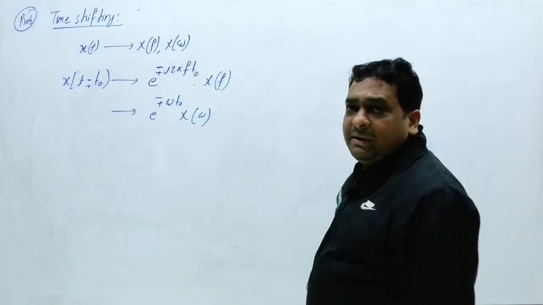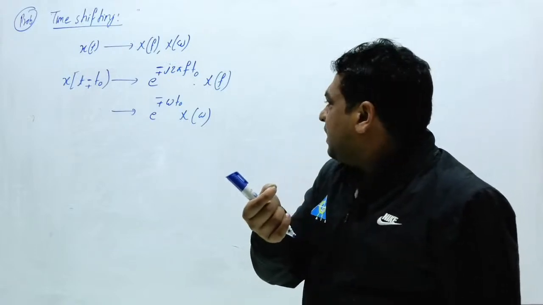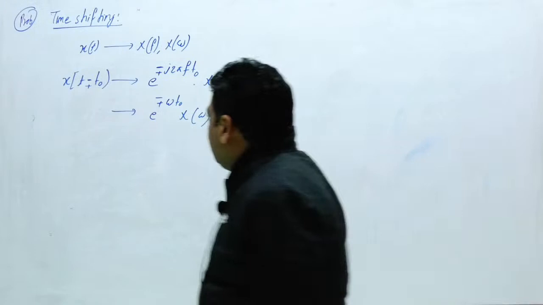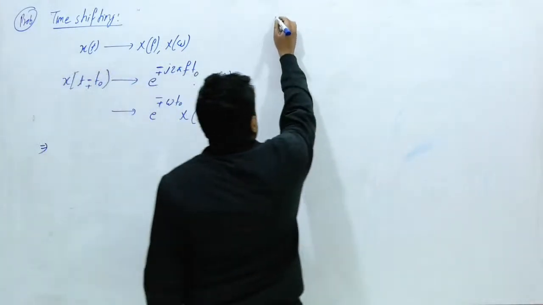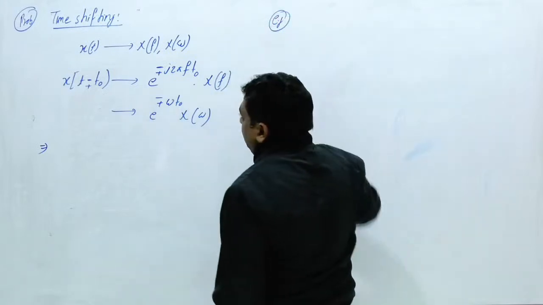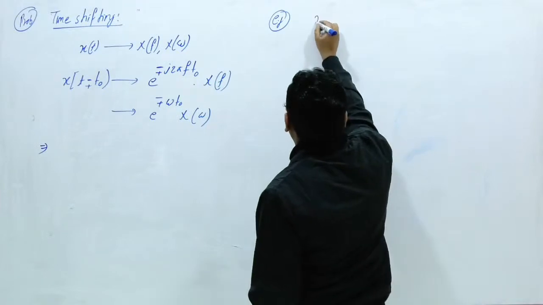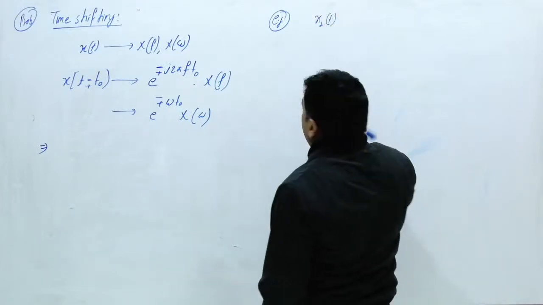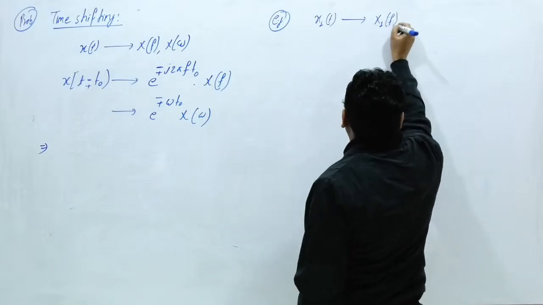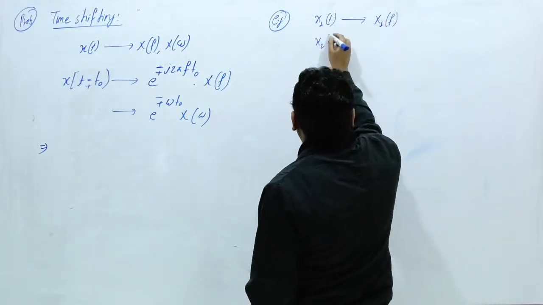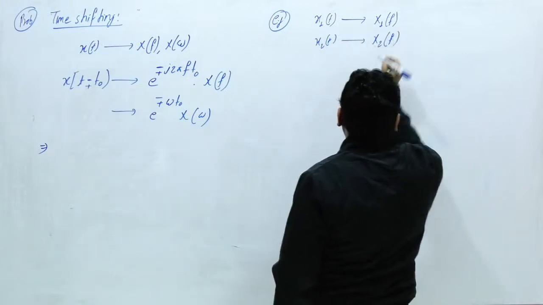How we can use this property? So let's see. I am going to tell you one best example here. Suppose I am considering one example. One signal is given, x1(t), and its Fourier transform is suppose X1 of f, and one more signal x2(t), and this x2(t) Fourier transform is X2 of f.